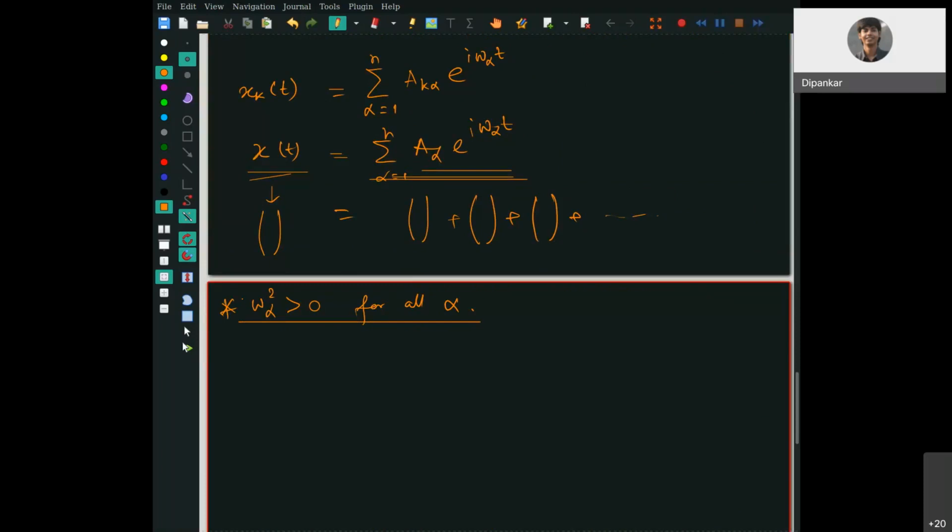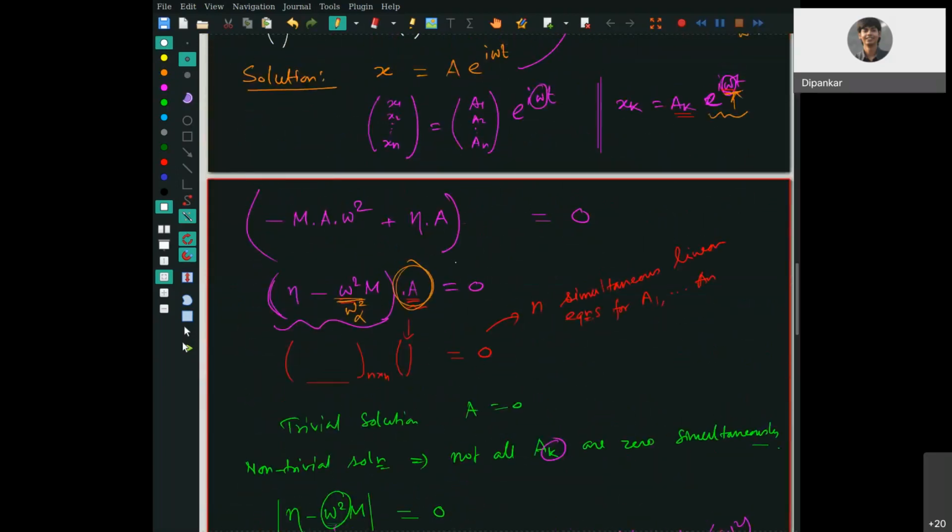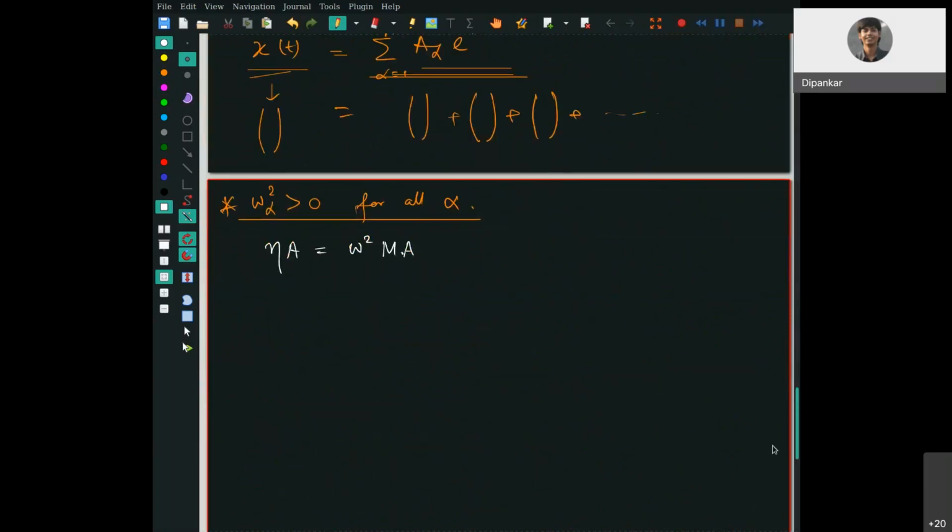So first, let me go back to the main equation, that is the eigenvalue-like equation: eta A equals omega squared times M A. M and A are matrices, omega is a number. So that is this equation. Okay. So this is the equation I am rewriting here.